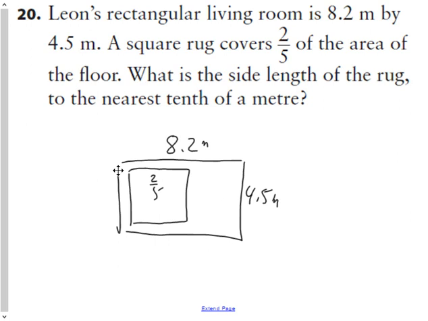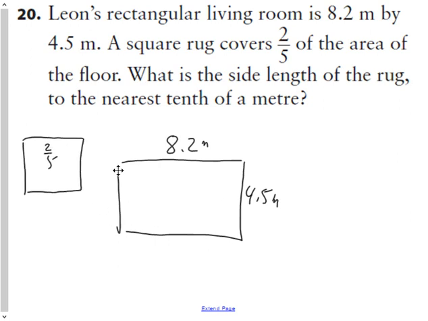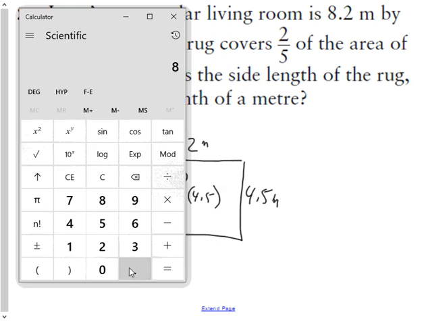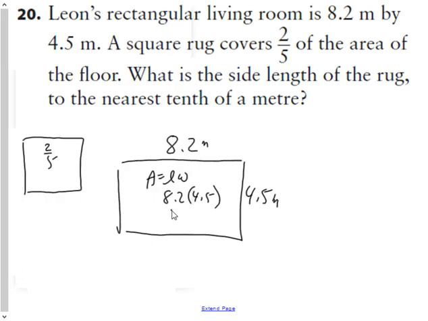So the first thing I have to do is take this rug out of the room. I want to figure out what is the area of the entire room. So in order to get the area, I need to use the formula area equals length times width. Area equals 8.2 multiplied by 4.5. Grab my calculator. 8.2 times 4.5 equals 36.9. Okay, that's roughly the area of the entire room.